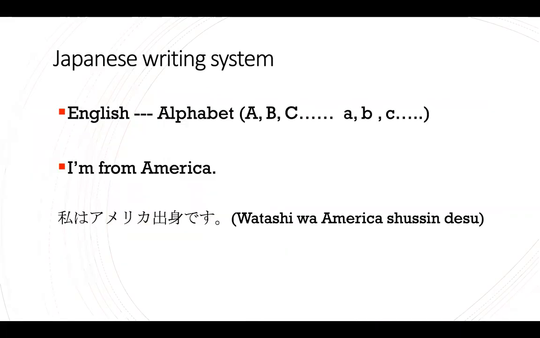So in English, of course, you are using the alphabet. And in the alphabet, there are two types of alphabet. One is the capital A, B, C, D, F, G, and the other one is the small a, b, c, d, f, g.